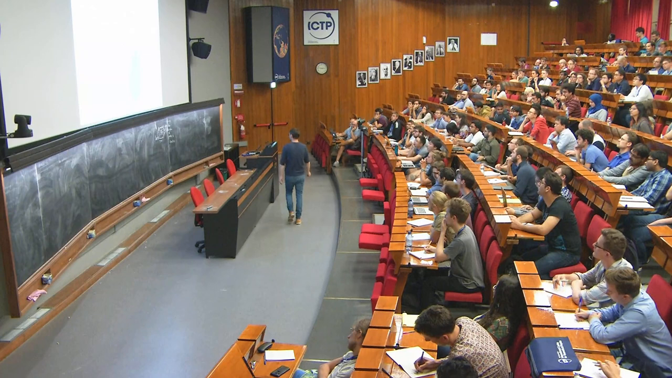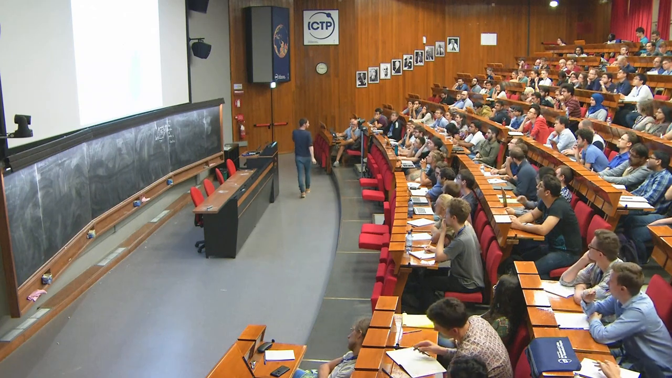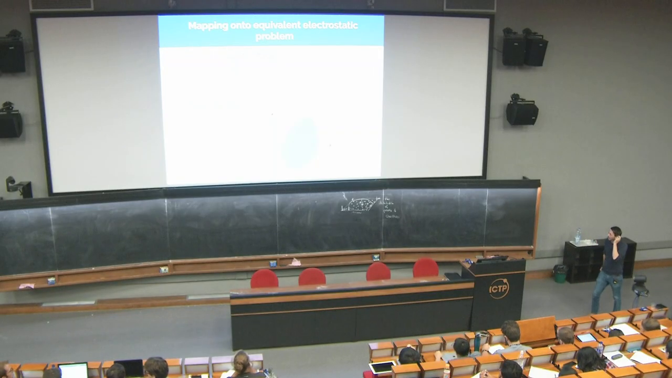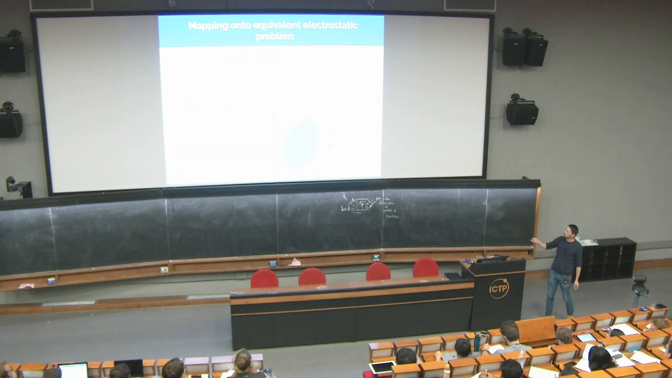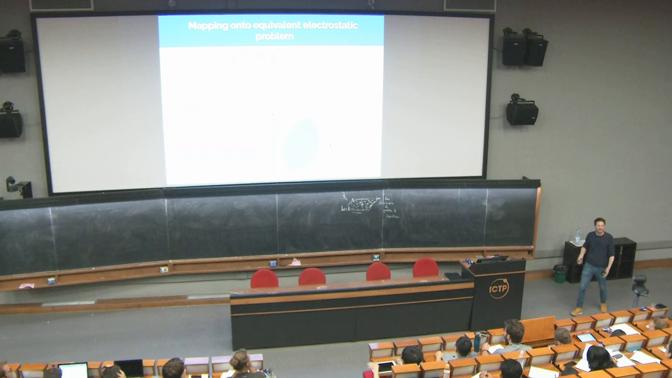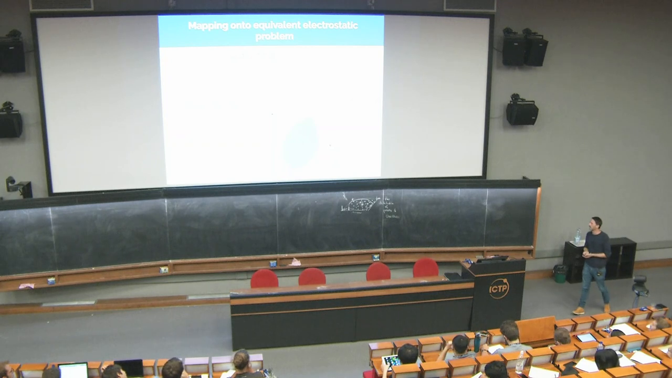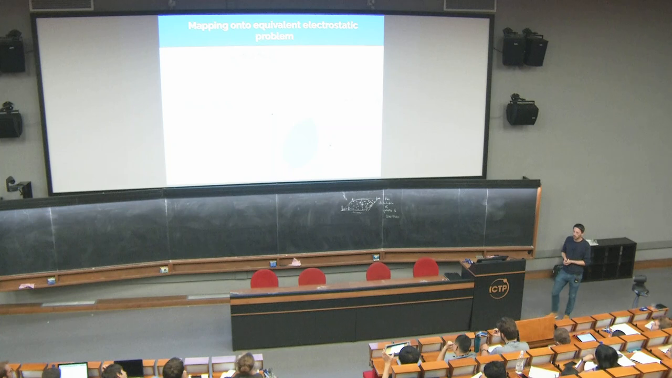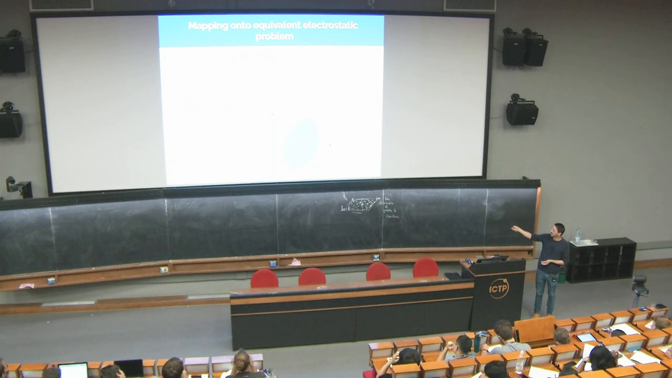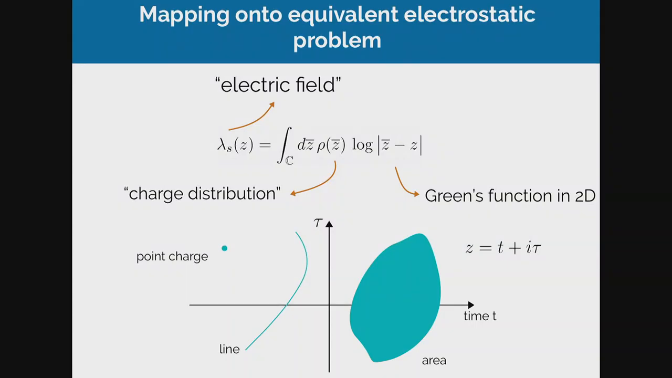So what kind of charge distributions can you have? You can have either point charges, you can have that your charges form lines, or you can have that these charges form areas in the complex plane. Here, the complex plane is made up of real time on one axis, imaginary time on the other axis.